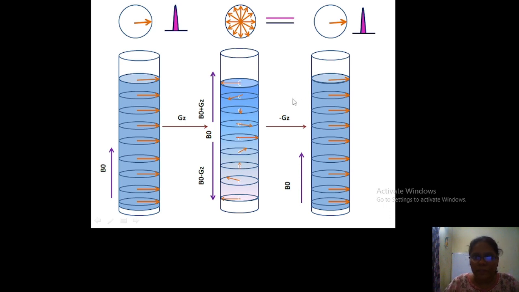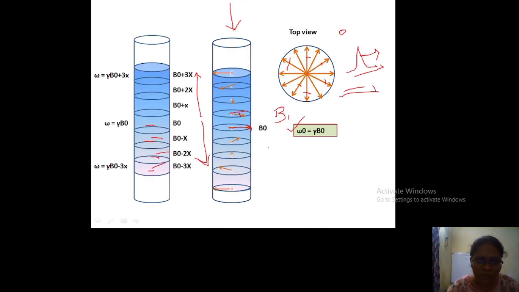Now I can get back this condition by applying a reverse gradient. Then I apply a reverse gradient in this direction of the same strength. So the gradient is Gz, and the reverse gradient is of the same strength but in the opposite direction. Then what happens? The extra magnetic fields which were generated will get cancelled when I apply a reverse gradient of the same strength.